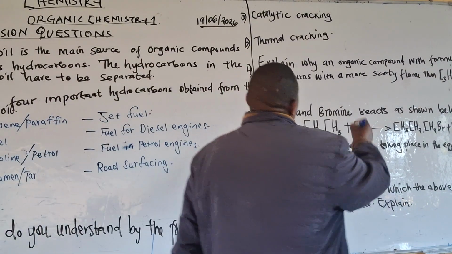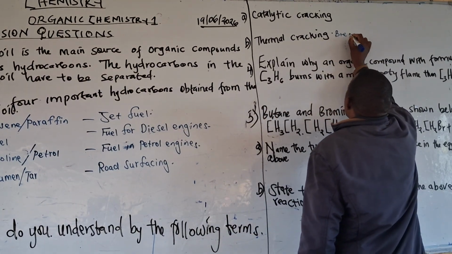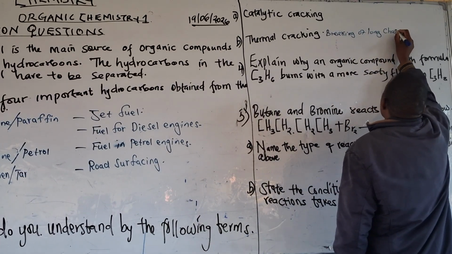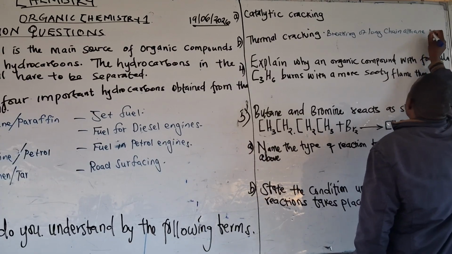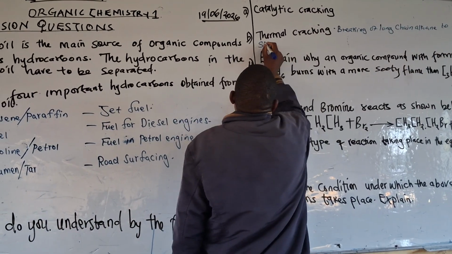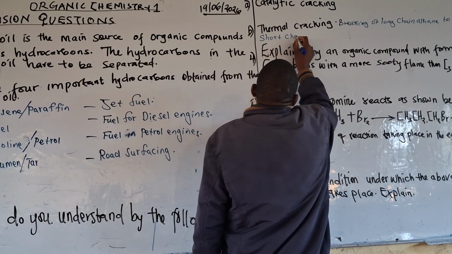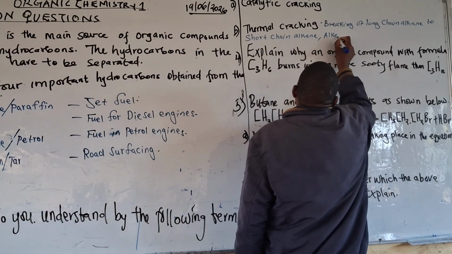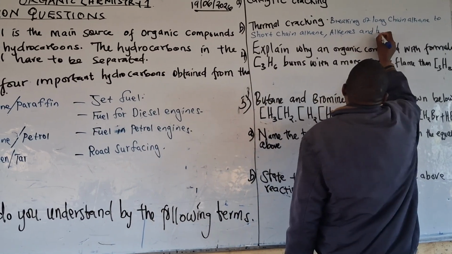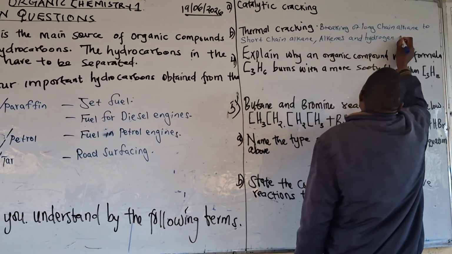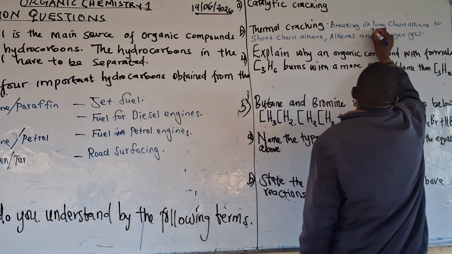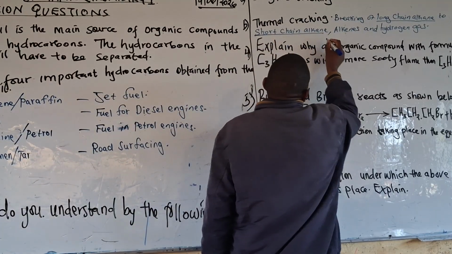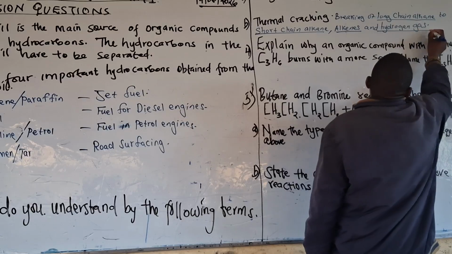Okay? So this one you can say is breaking of long chain alkane to what? To short chain alkane. Okay. Alkenes and who? And hydrogen gas. So the long chain alkane is 1. Okay? The alkane which is produced is only 1. But the alkenes are more than 1. Which are the product? Hydrogen gas.